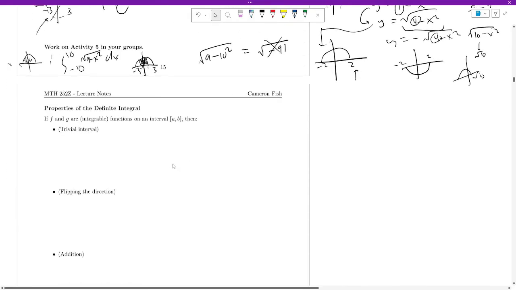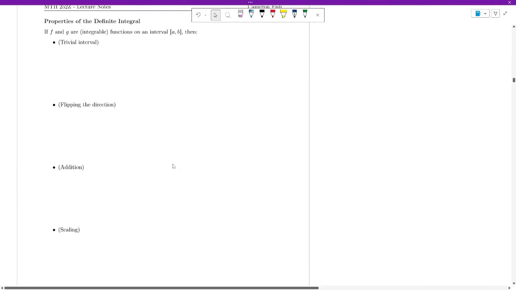Let's take a look now at some properties of the definite integral. So we've talked a lot about what they represent and how to compute them. In a math class, when we say properties, it's like what are some useful rules and tricks, true facts about this new thing that may or may not be useful in different situations. There's just a bunch of them, and they're pretty straightforward, but we'll talk through them.